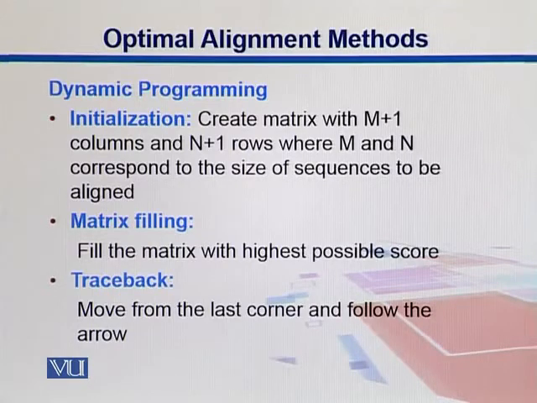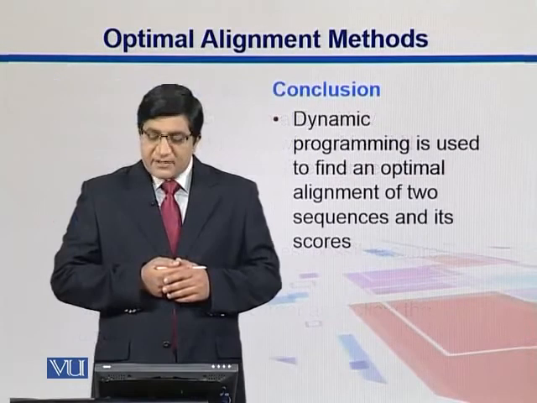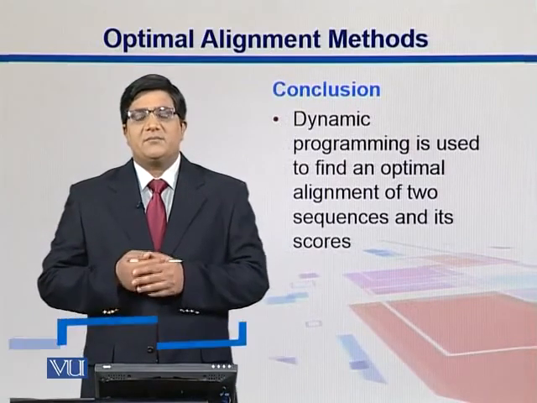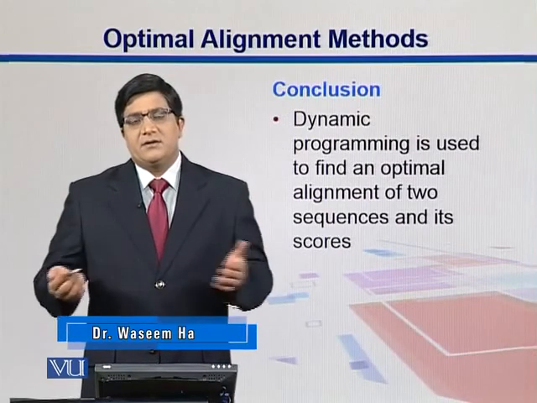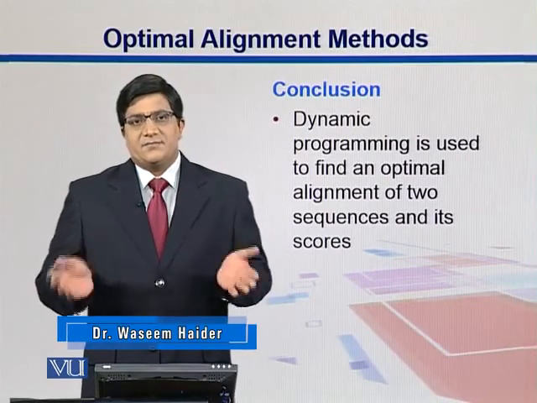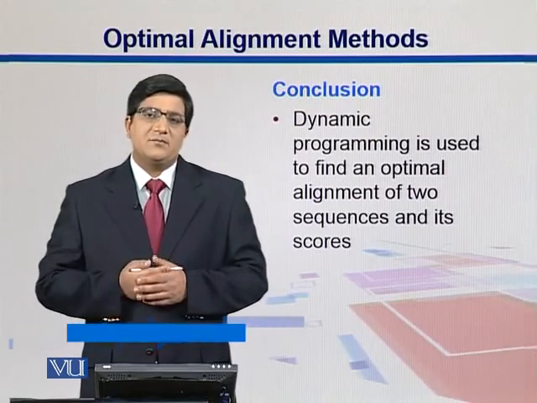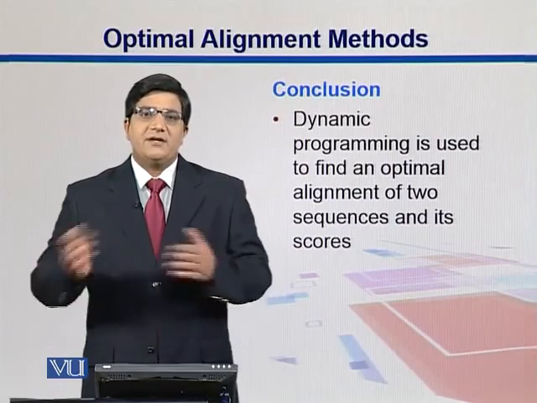In the matrix filling, we fill the matrix with the highest possible score. We elongate to different options, and then we pick the one that gives the highest score. And in traceback, we move from the last corner and follow the arrows back up, and then our alignment is done. So the dynamic programming approach is a very important optimal alignment method, where we take the big problem and break it into small sub problems. We solve them, and in the end we integrate our solution.